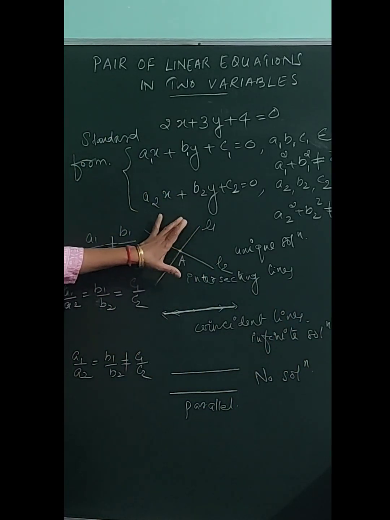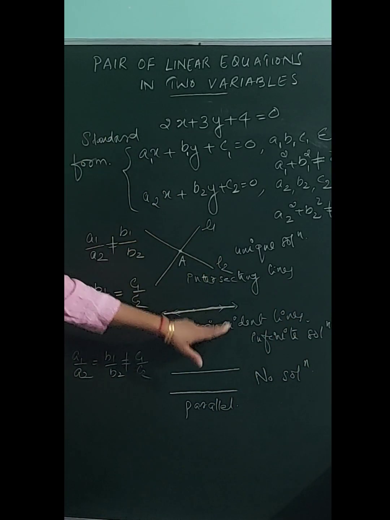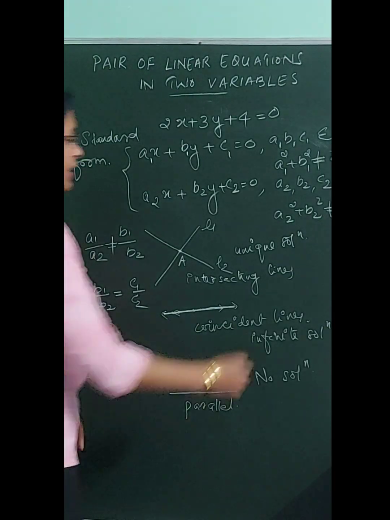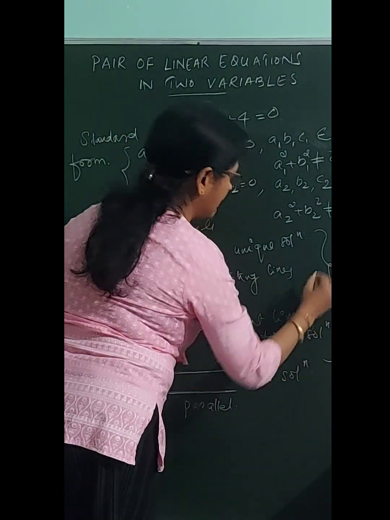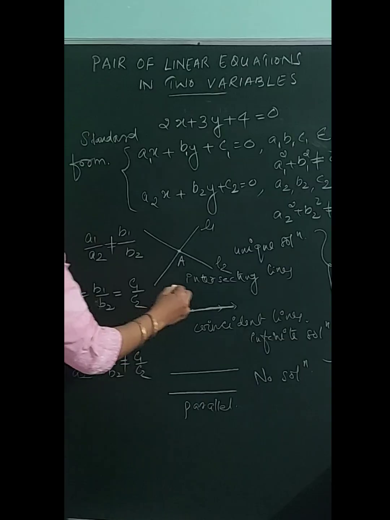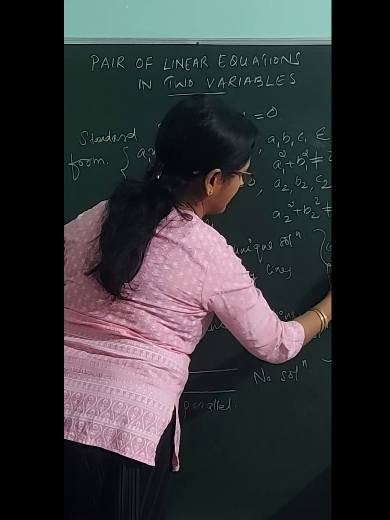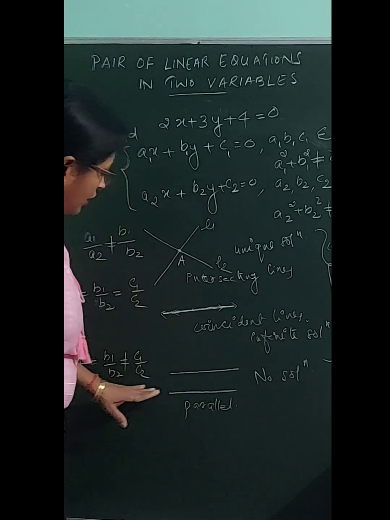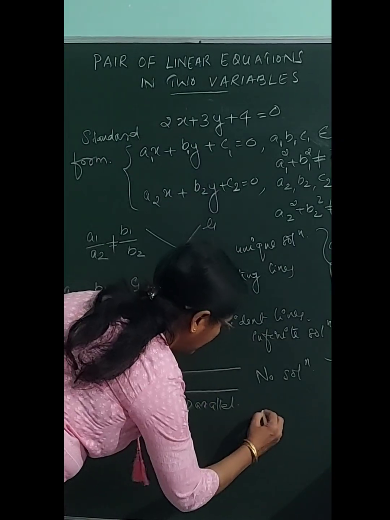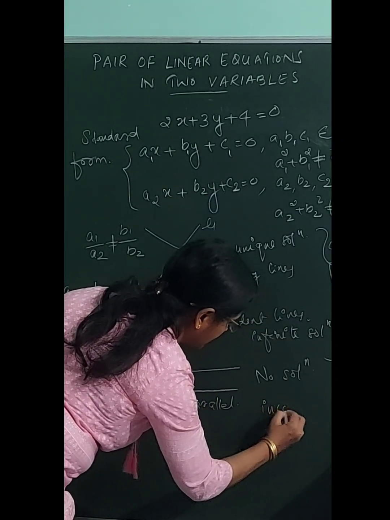So when the equations have a solution, whether it is unique or infinite, in these two cases, we will say that the equations are consistent. And when there is no solution, we will say the equations are inconsistent.